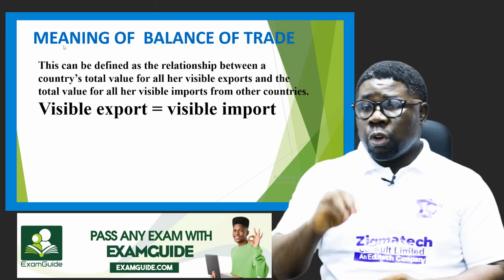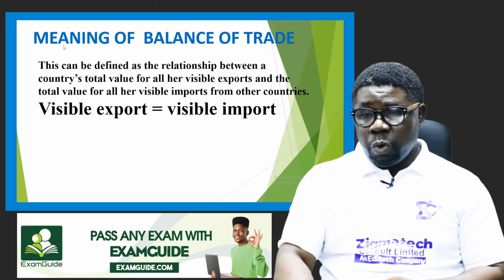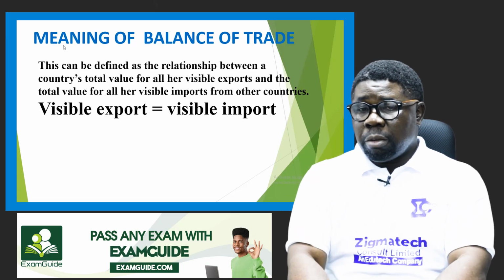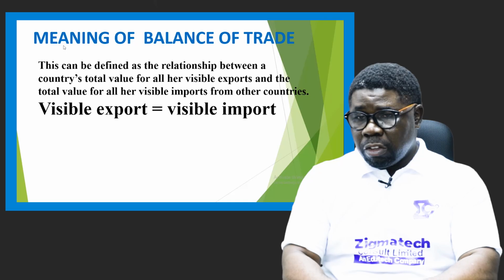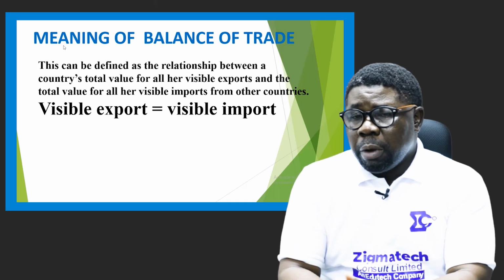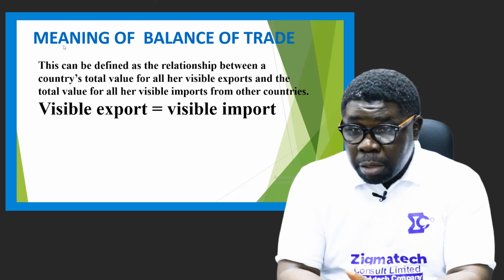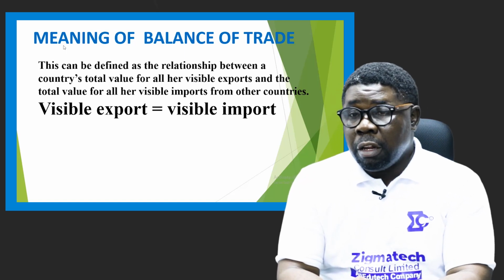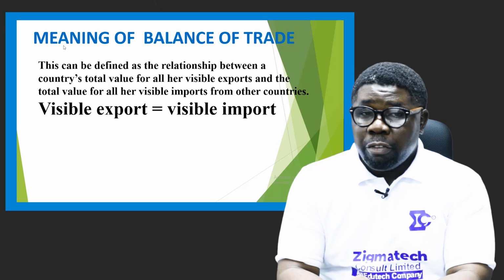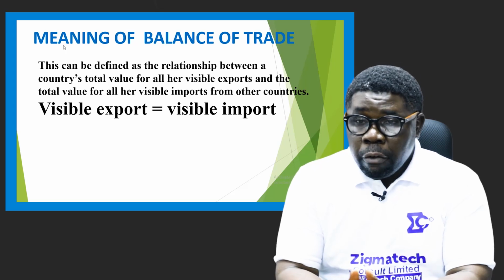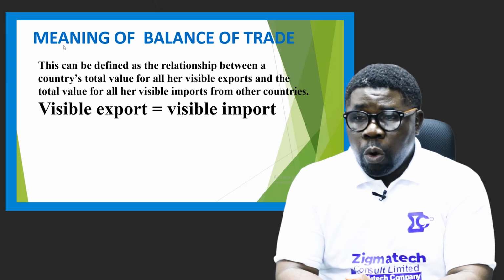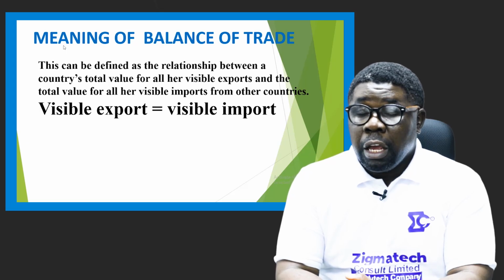Because you're talking about goods, not services here. Whatever you import that is tangible and visible, it talks about trade, in this case, visible. So when you talk about the balance of trade, you're looking at visible items. The amount that is imported and the amount that is exported, the relationship between them is what we call balance of trade. So you can see here, when you have visible export being equal to visible import, you have a balance of trade.